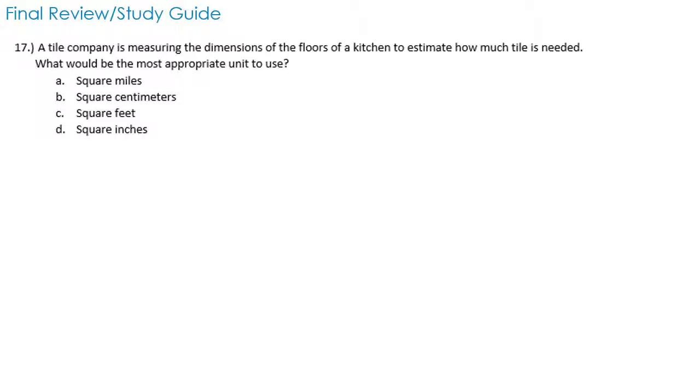So thinking about this, do we want to use square miles? Miles would be really big to measure a kitchen, so it can't be A. Let's think about B, square centimeters. So square centimeters, if we're measuring a kitchen, that's going to be a lot of centimeters to have to use to measure that kitchen. So it's not going to be B. And now we're left between square feet or square inches. Because we're measuring a kitchen, and once again, it's a bigger space, but it's not huge, if we're using inches, we're going to be using a lot of inches as well. So the one that's going to make the most sense for this scenario is going to be square feet.